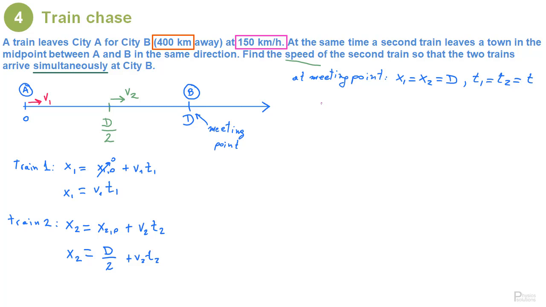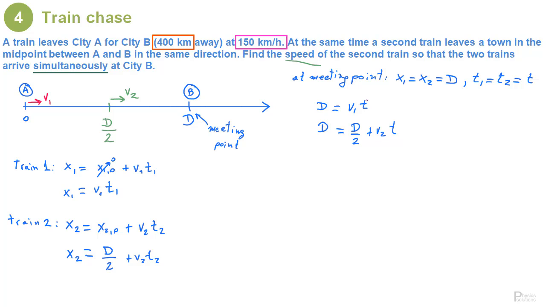So we can now impose this condition in the equation for each train. For the first train, we have that x1 is now big D, and this is equal to v1 times t1, which is now simply called t. For the second train, we have x2 is also now big D, is big D divided by 2 plus v2 times t2, which is now just t. So now we have two equations and two unknowns. We don't know the time, which appears here, and we don't know v2, which is the quantity we're trying to find.